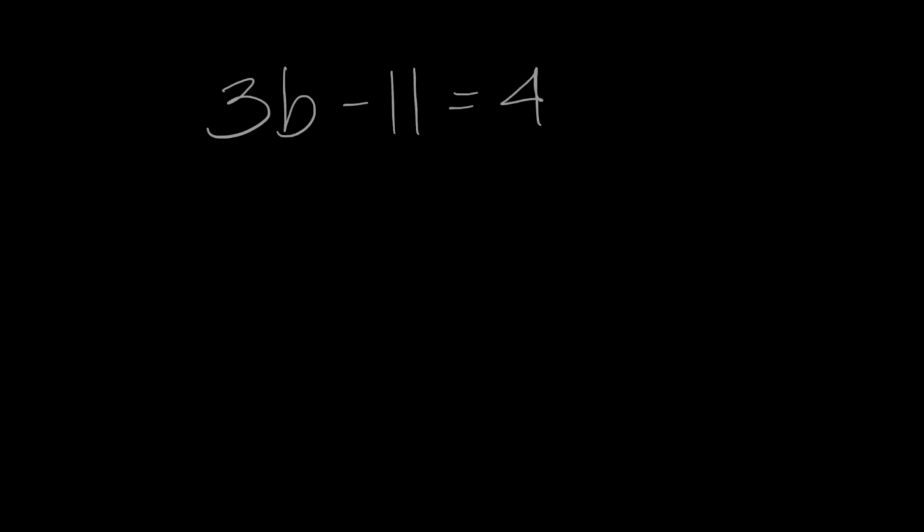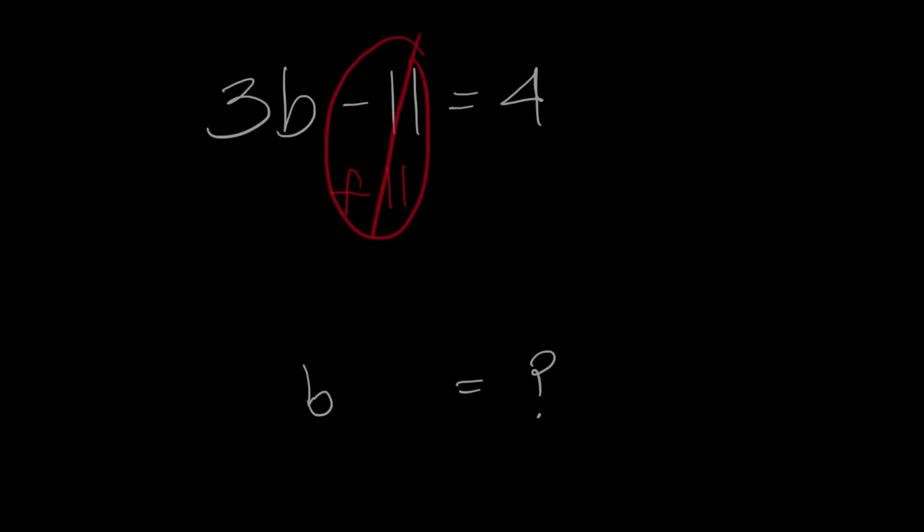Let's take, for example, the equation 3 times b minus 11 equals 4. You want to solve for b, so in order to do that, you have to do the inverse operation of what is happening around b. So instead of minus 11, we add 11, and it zeroes out the minus 11.